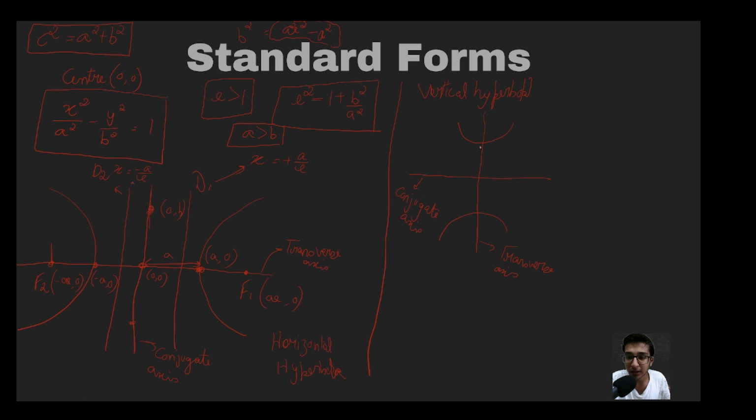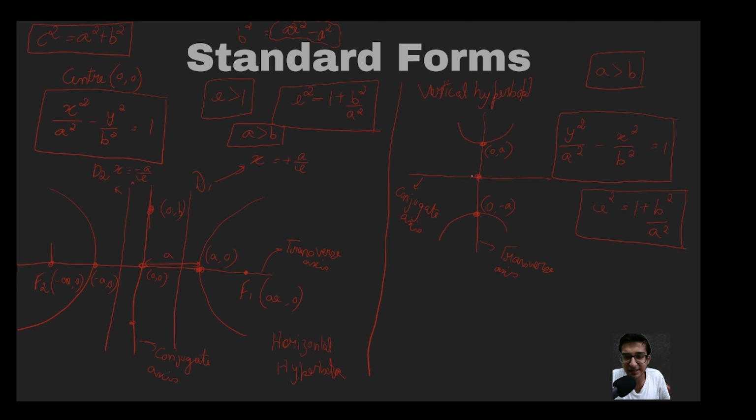Similarly here, the equation of this hyperbola would be written in this format: y square by a square minus x square by b square is equal to 1. Now again, things more or less are the same. a is still greater than b here, and e square is still written as 1 plus b square by a square. The only difference here is that now the values would have changed. The vertices would become (0, minus a) and (0, a).